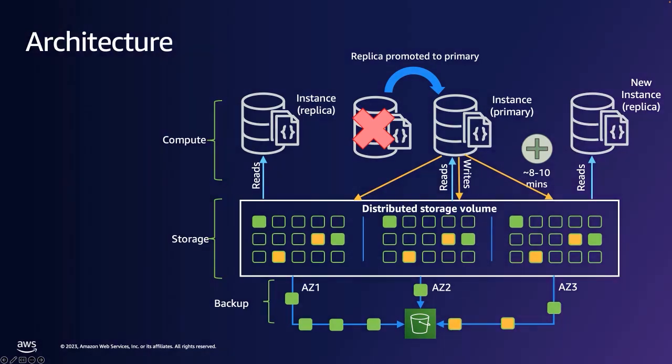If a replica instance fails, it is replaced with a new instance. Again, there is no need of failover, as there's no data to be copied, because, as I mentioned, the data is always stored in a distributed storage volume, so you don't need to copy any data. And then the replacement node will take anywhere from 8 to 10 minutes to come up, but your failovers happen within 30 seconds if you have more than one node.